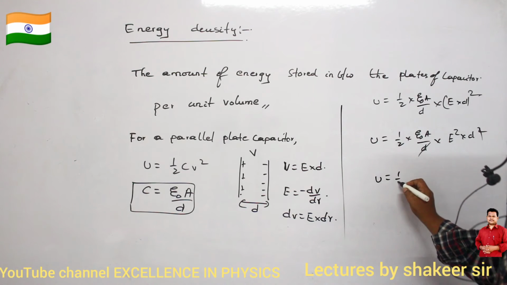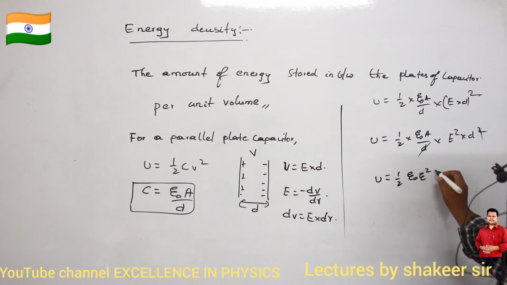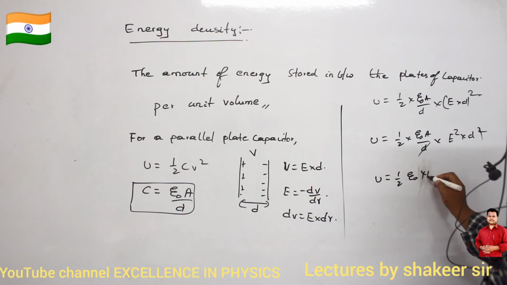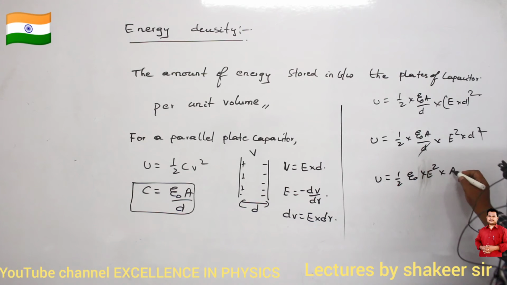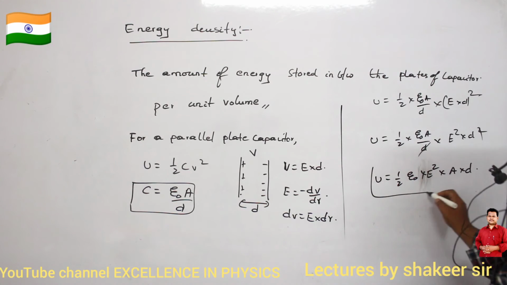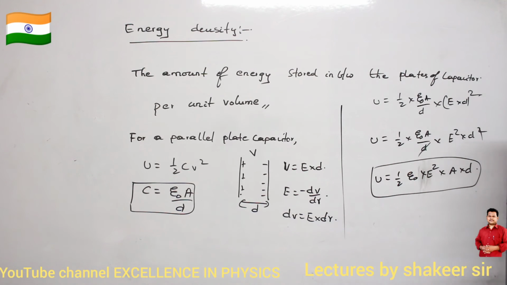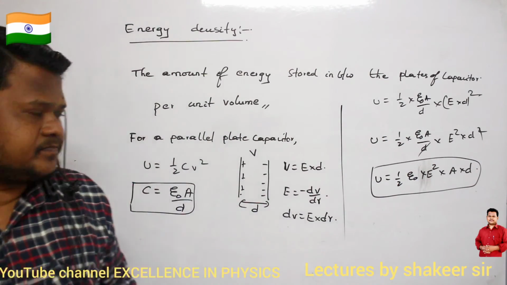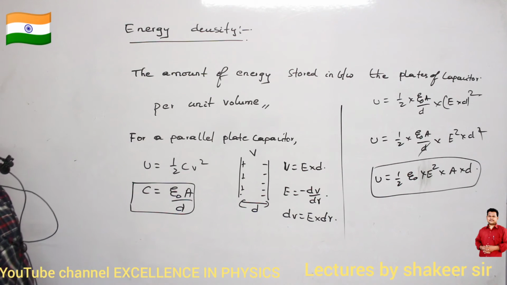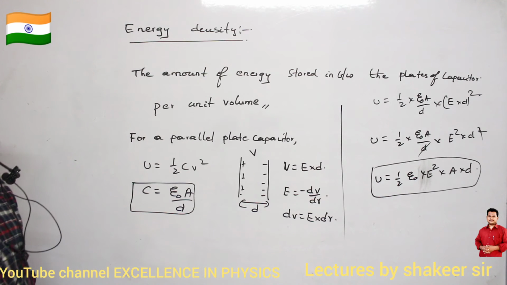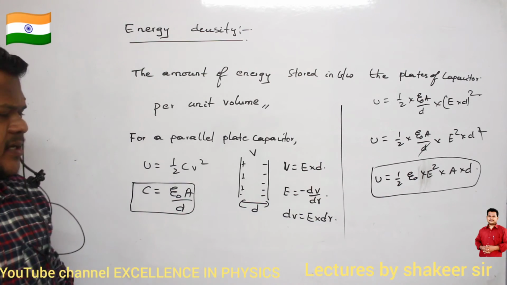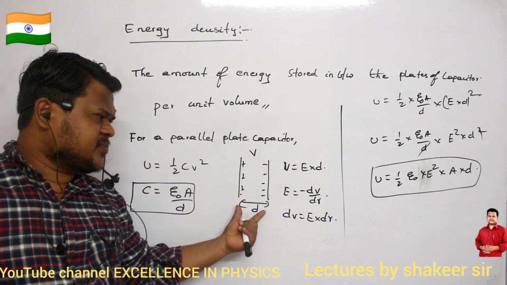So U is equal to half epsilon naught into electric field square multiplied by A into D. Clear? So I got the relation up to here. Now can you say what is A and what is D here? A is the area of the plates. D is the distance between the plates.